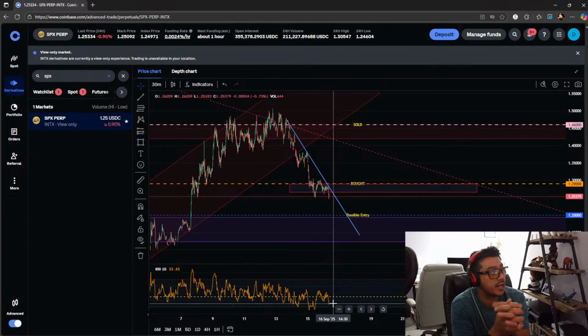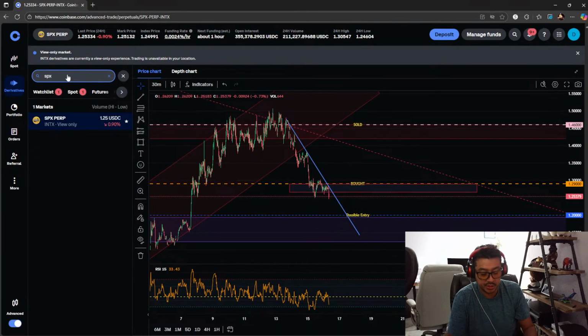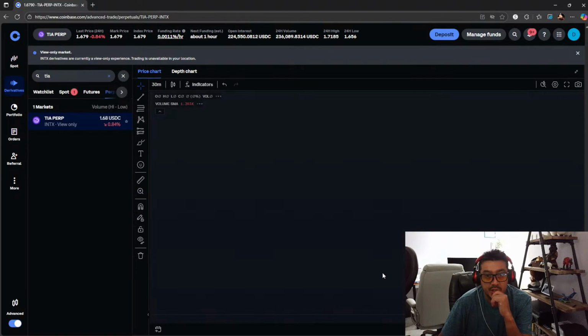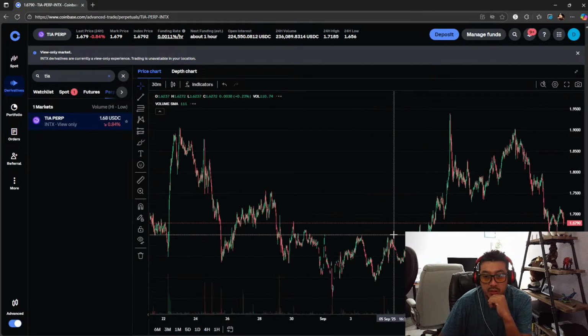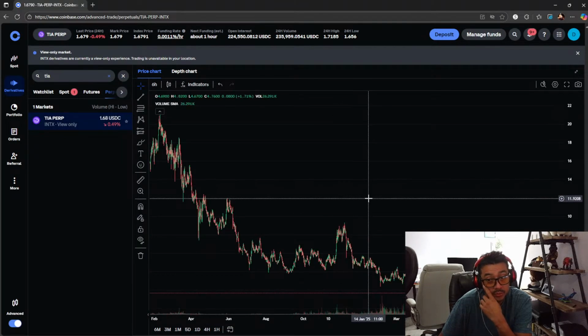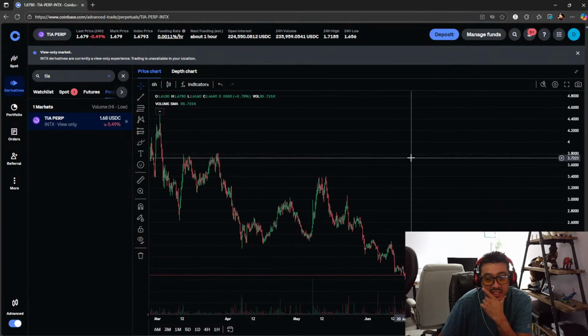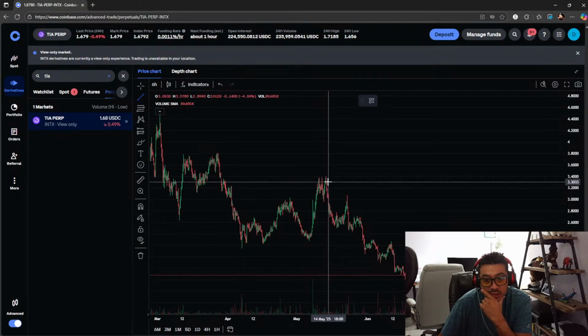Sometimes there's another guy who told me, just when you think the coin isn't going to get any lower, it gets lower. He saved me thousands of dollars. He saved me thousands of dollars on this coin, TIA. So this coin right here, this one was cool. This one was insane. So I was following this pattern back in May.